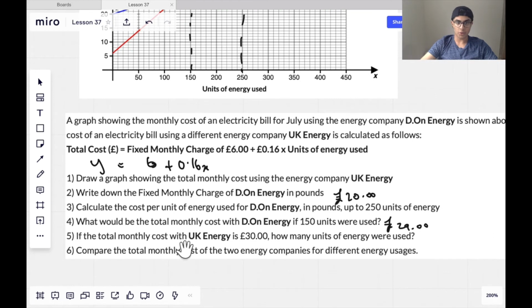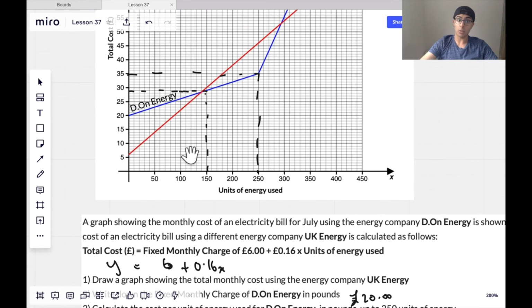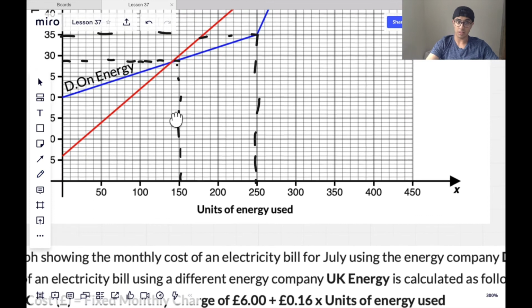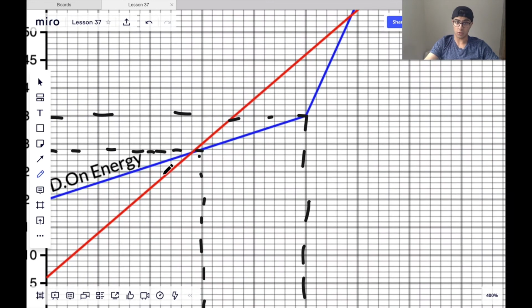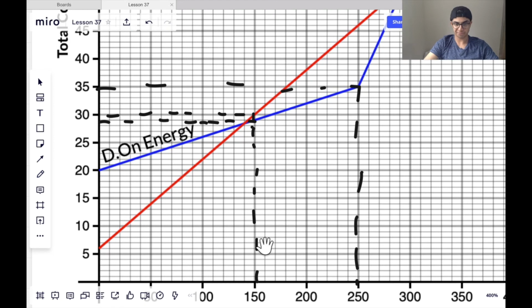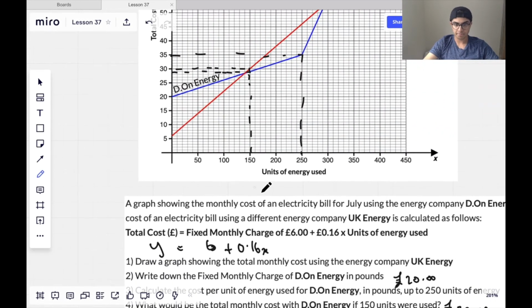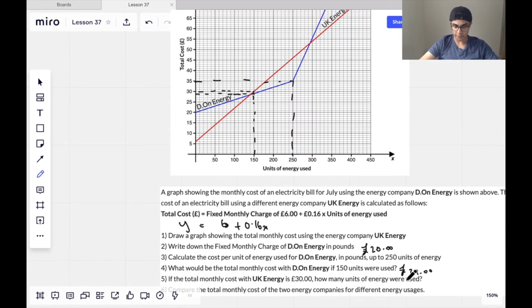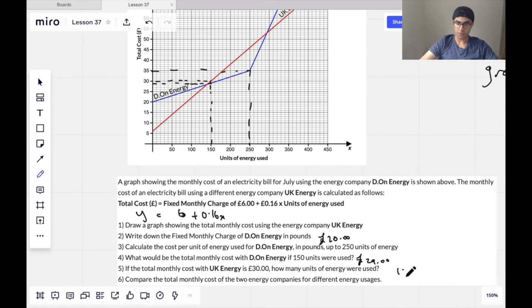If the total monthly cost with UK Energy is £30, how many units of energy were used? Again, we can use the graph, or we can use this equation, but a lot of the time it's easier to use the graph, because if it's within the range, it's already plotted, and you're less likely to make errors. So 30, and we go down to 150. So 150 units of energy. Again, say 150 units of energy.